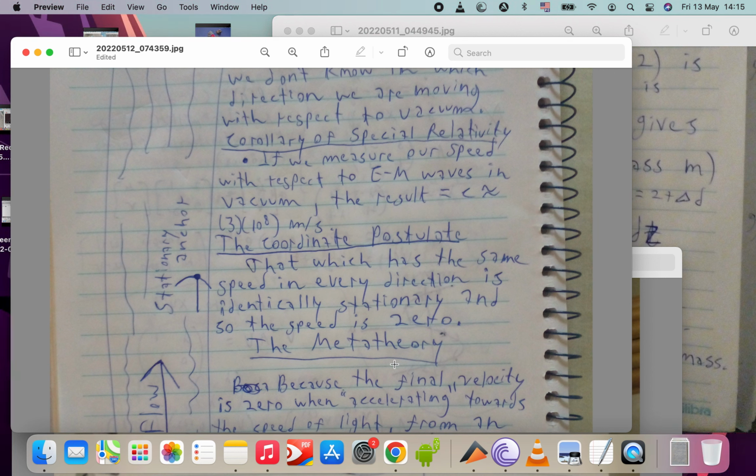And the coordinate postulate is just logical reasoning, because we haven't settled yet on the speed of light, on the speed of electromagnetic waves, whether it's 0 or whether it's equal to c. I mean, if we want to play the special relativity game where both are equally valid, well, then it turns out that one of them breaks the symmetry, because it has the same speed in every direction. That one has to break the symmetry. That one has to be 0.